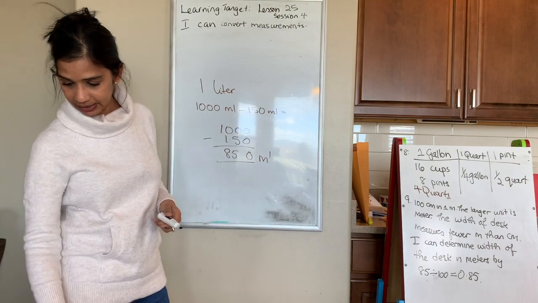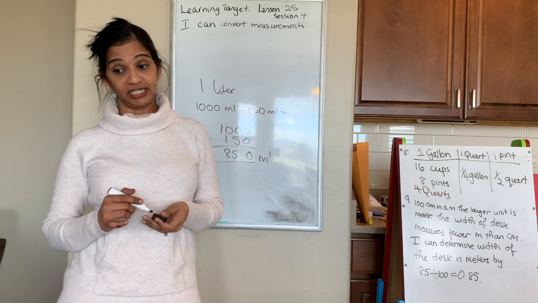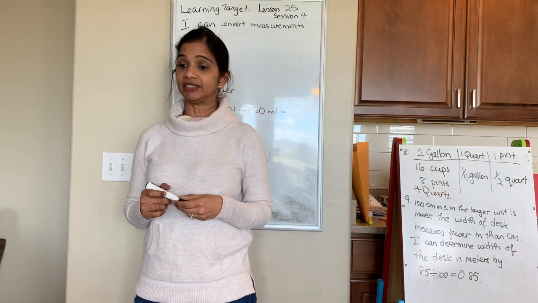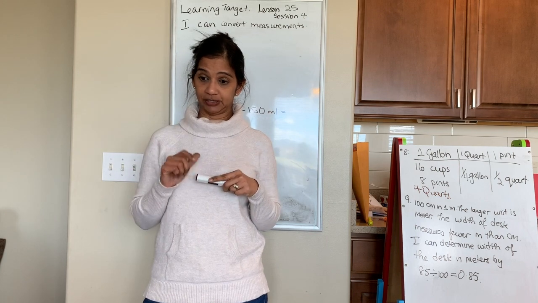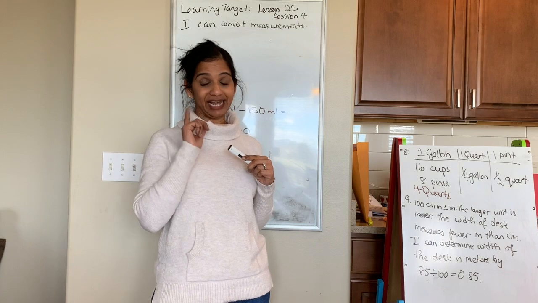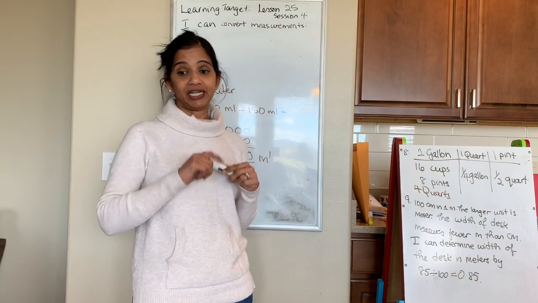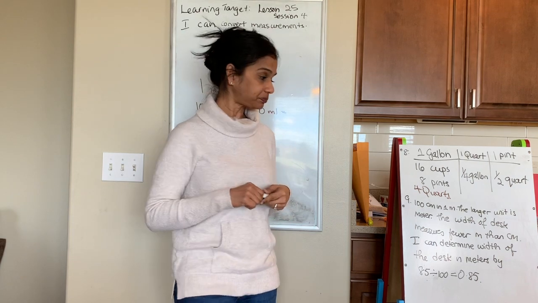And number 9. So Raphael uses a ruler to measure his desk. It is 85 centimeters wide. He measures the width of his desk in meters. Will the number of meters be less or greater than 85? What will the measure in meters be?